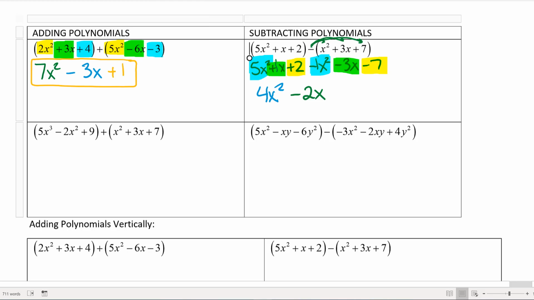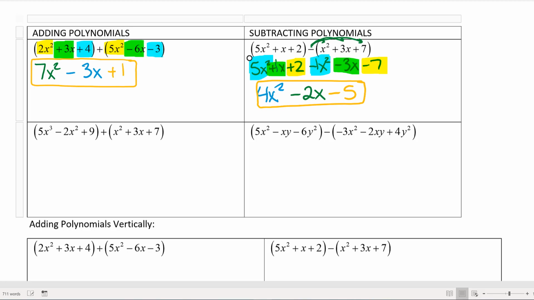Plus 2 minus 7 are like terms. So I'm going to subtract them and get negative 5. So notice that there's one extra step when you're subtracting versus when you're adding. Adding, you can just go straight for it. Subtracting, you need to distribute the negative, and then you can add or subtract like terms.